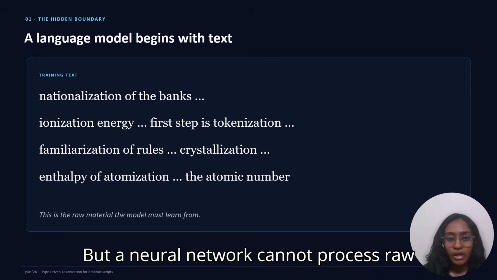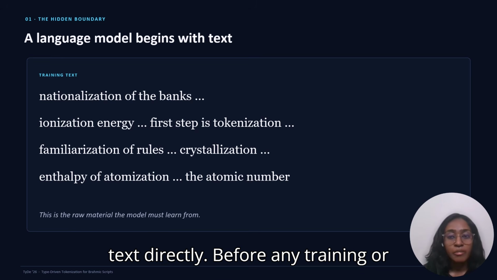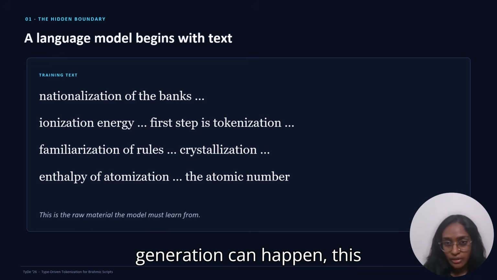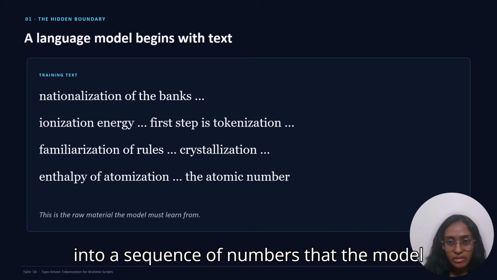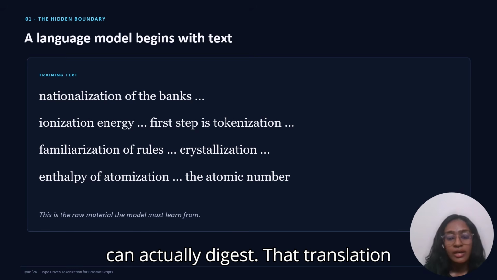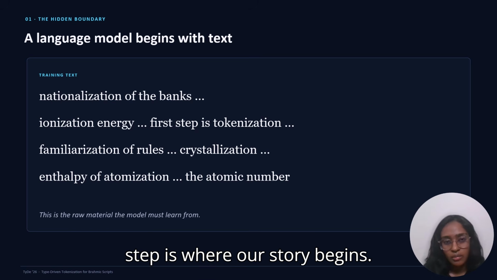But a neural network cannot process raw text directly. Before any training or generation can happen, this human readable text must be translated into a sequence of numbers that the model can actually digest. That translation step is where our story begins.